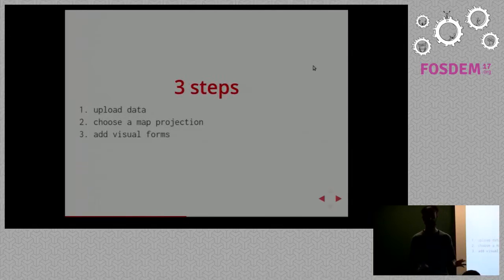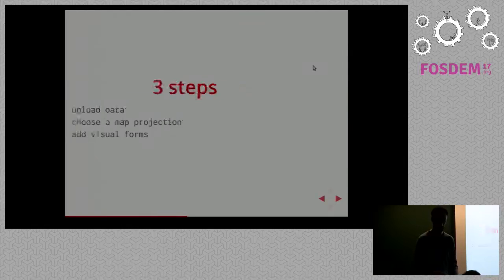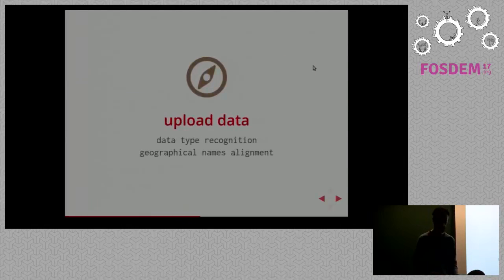To sum up, we have basically 3 steps in this tool. I'm going to show it afterward. First one is to upload data, then to choose the map projection, and finally to add visual forms. In the uploading data step, the features we've developed are data type recognition. You just input a CSV and it tries to understand whether there are number columns, latitude and longitude columns, geographical name columns, or any kind of simple qualitative values like strings.